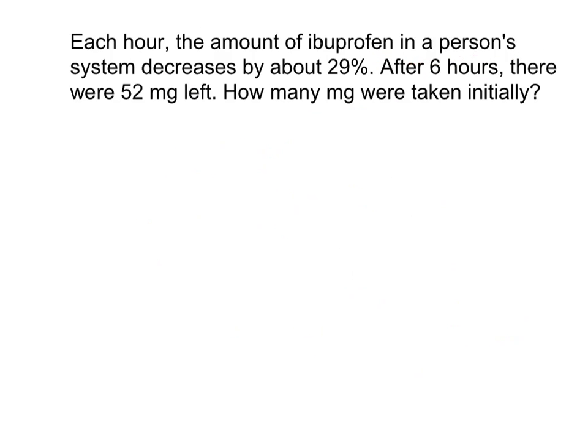So each hour, so that's every 1 hour, the amount of ibuprofen in a person's system decreases by about 29%. After 6 hours, there were 52 milligrams left. How many were taken initially? So let's go ahead and get started with our problem. Y equals AB to the X. We know that there are 52 milligrams right now.